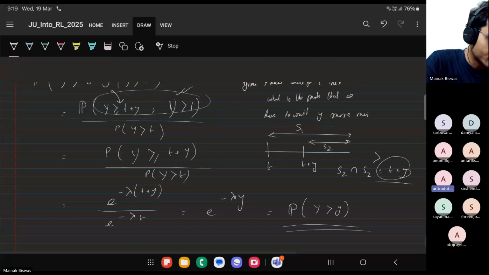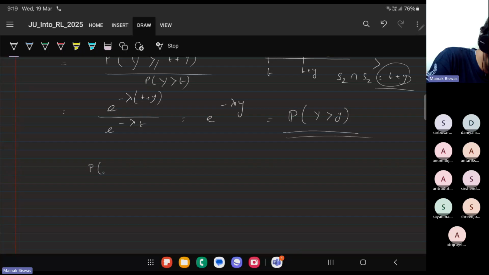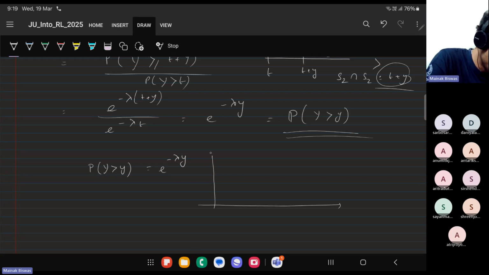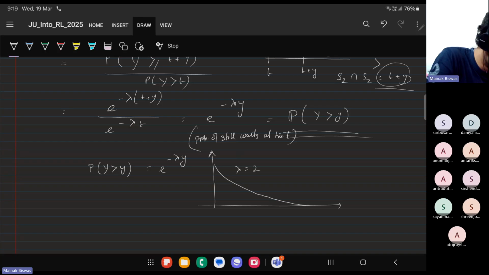So on increasing lambda, what is the effect? That's what I'm trying to say. So say P of Y greater than y is e to the power minus lambda y, right? So the graph will tell me the probability of still waiting at time t. So if I increase lambda, say it's 2 here, and if I increase it to lambda equal to 4, what will happen? This graph will just fall off faster, right?